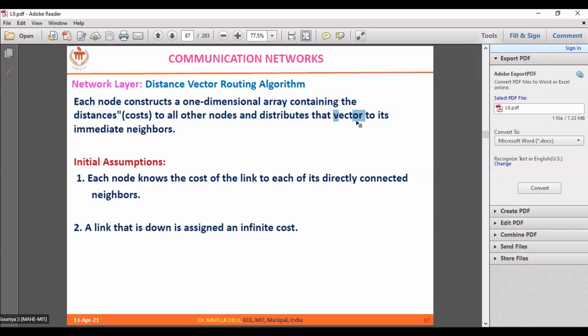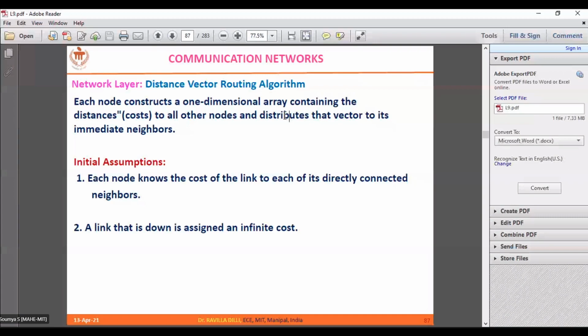So what does it do? If I have to find a route to some particular node which I do not know, I will ask my neighbors if they have the route to it. By distributing the routing tables to all the nodes in the network, every node would know the distance to every other node in the network.